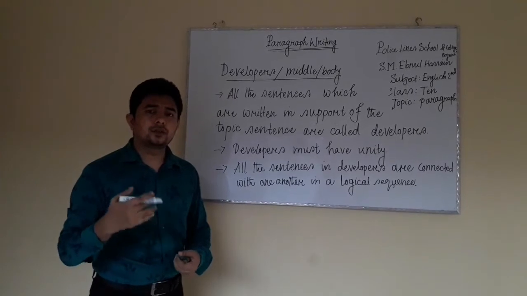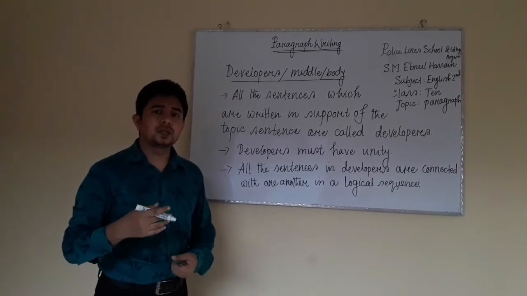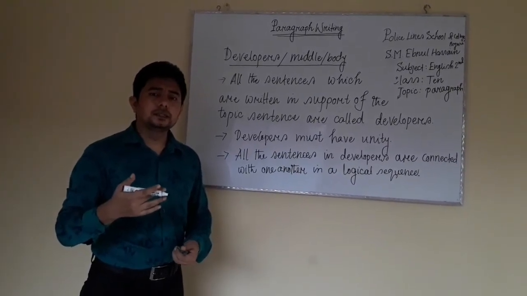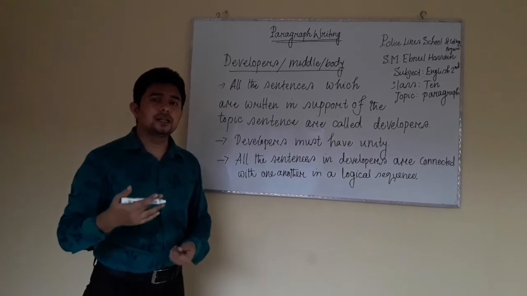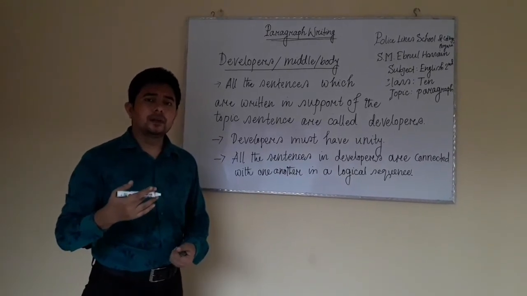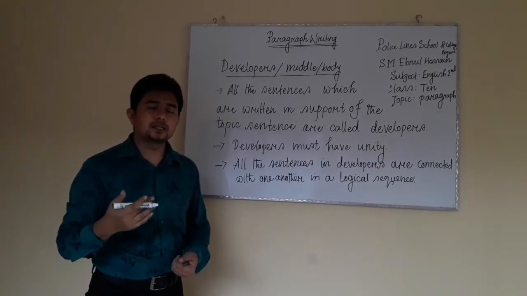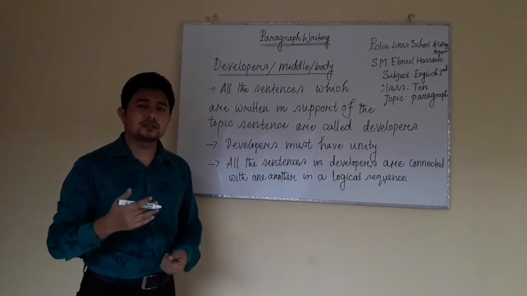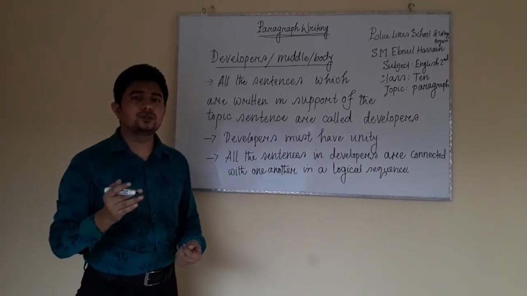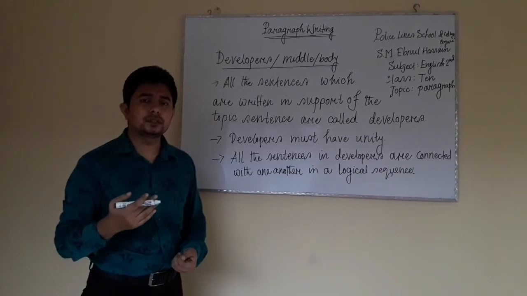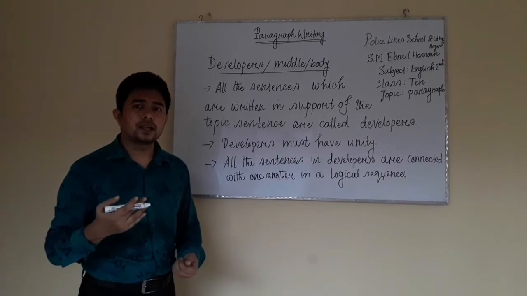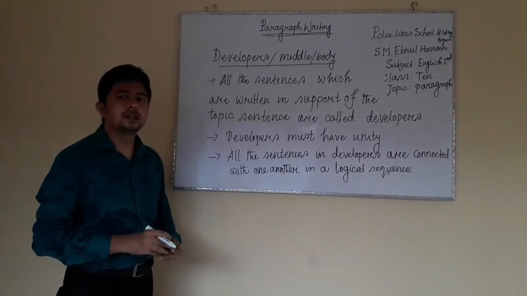Now we are going to discuss the last part, that is the concluding sentence, or we can call it the terminator or the ending. We have already stated that every ideal paragraph has three important parts: the topic sentence, developers, and ending or terminator. We have already discussed two parts, the topic sentence and the developers. Now we are going to discuss the terminator or the ending. Let's have a look on the board.